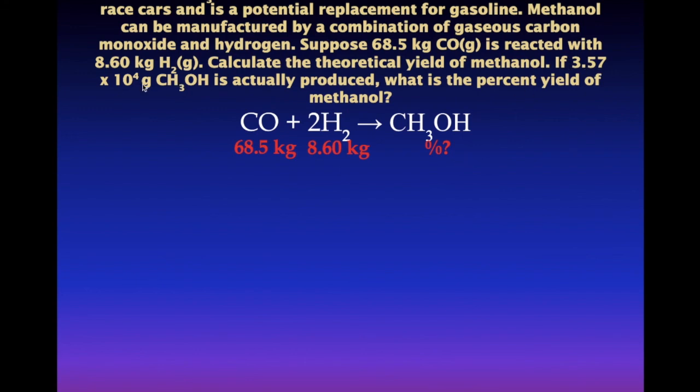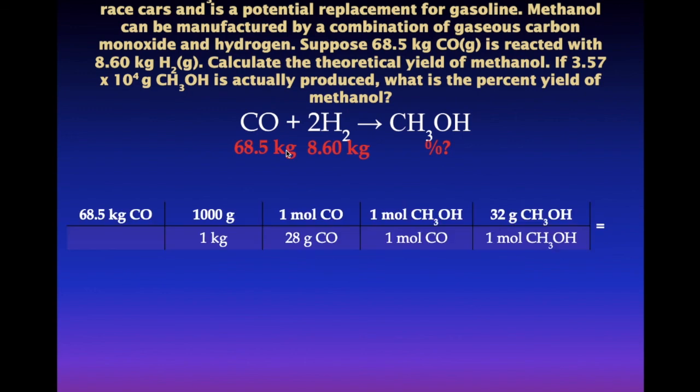The 3.57 times 10 to the fourth, or 35,700 grams of methanol. So what you're going to do is two T-charts. I'll show you one. I'm going to find out how much. If I do two T-charts, I take the smallest answer, and that's going to go on the bottom, and I'm going to take this number, and I'm going to divide it over my answer.